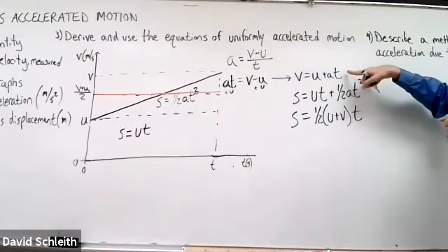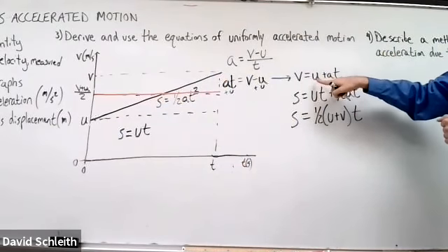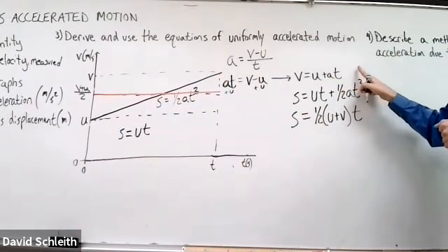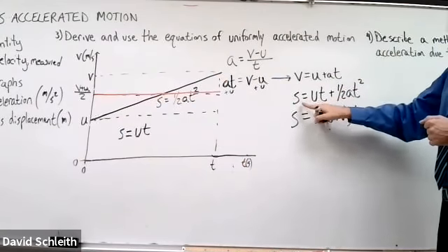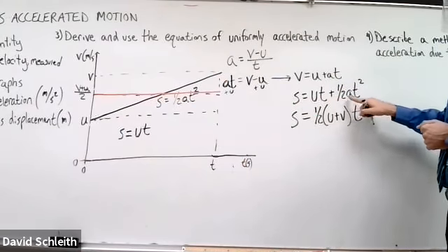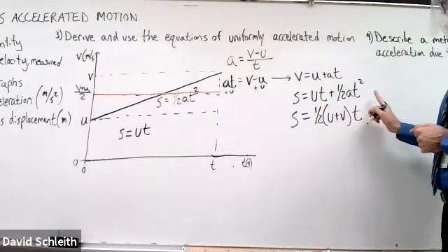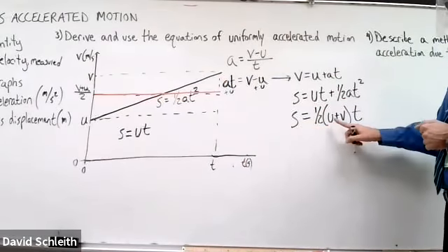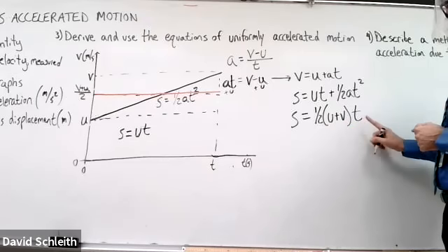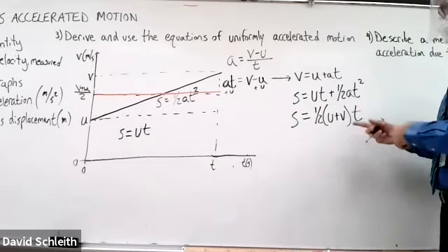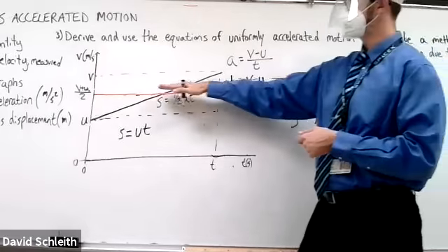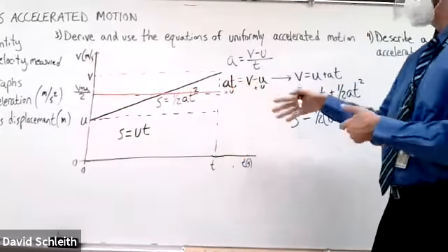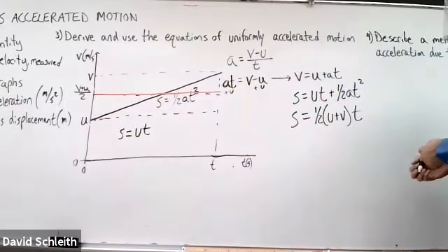So I've got an equation that relates final velocity, initial velocity, acceleration, and time, no displacement. I've got an equation that relates displacement, initial velocity, time, and acceleration, no final velocity. I've got an equation that relates displacement, initial velocity, final velocity, and time, and no acceleration. Because remember, we said forget the acceleration, we just average the velocity and say we're moving at this constant velocity. That was the approach for that one.